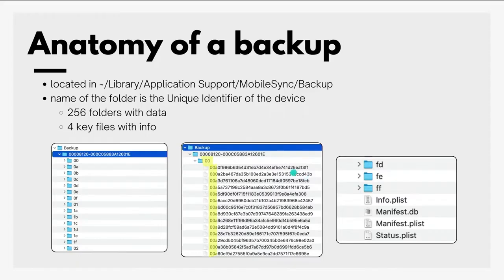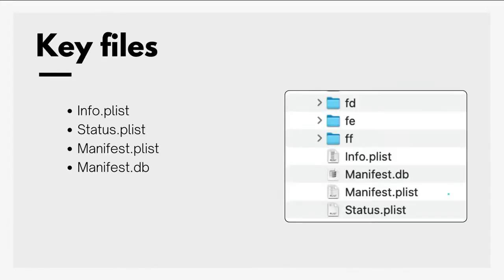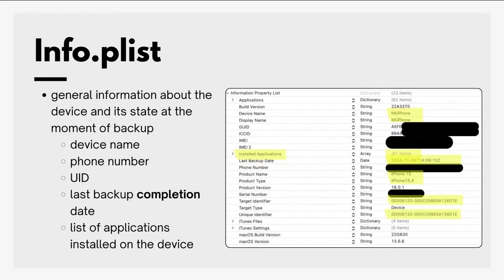Apart from these folders and these files, we also have 4 key files that we will look into more. So there are three property list files: Info, Status, and Manifest, and there's also a manifest database. So let's start with the Info.plist. That file contains general information about the device and its state at the moment of backup.